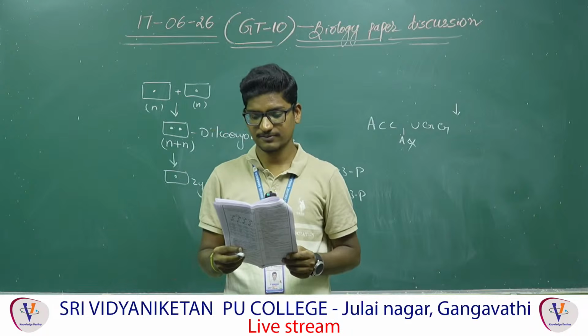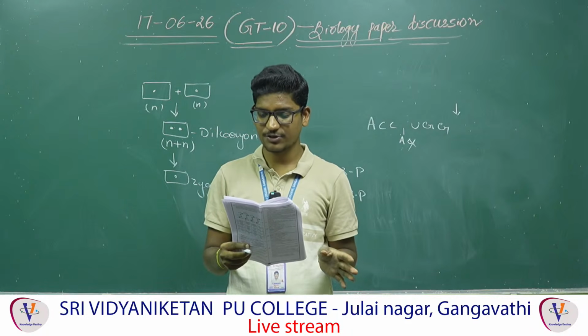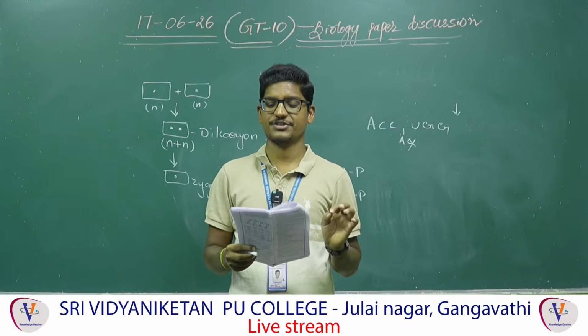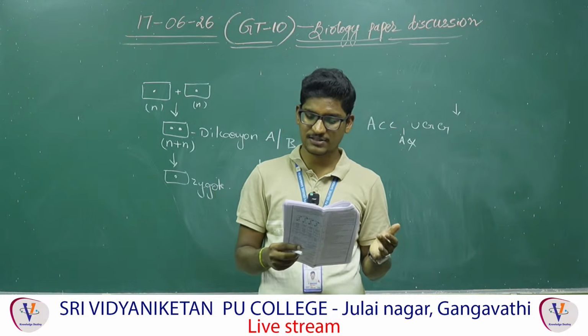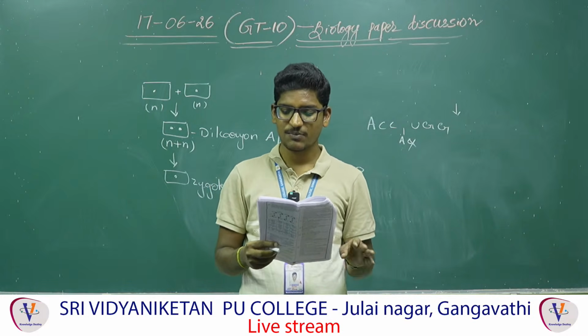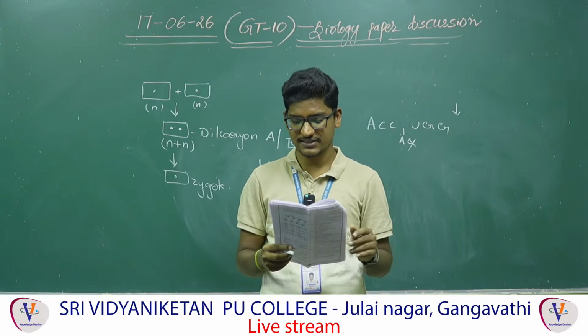Next, 141. Golden rice is beta carotene rich, genetically modified. Bacillus thuringiensis is a biopesticide. Transposon is a mobile genetic element. RNAi is a gene silencing method.